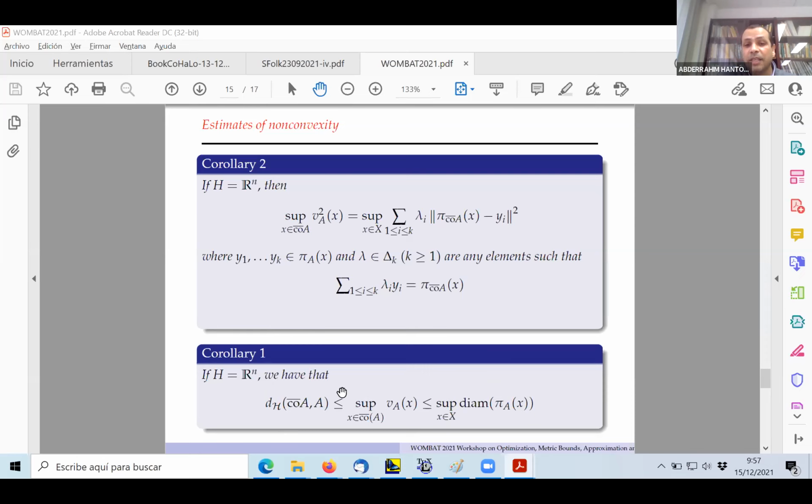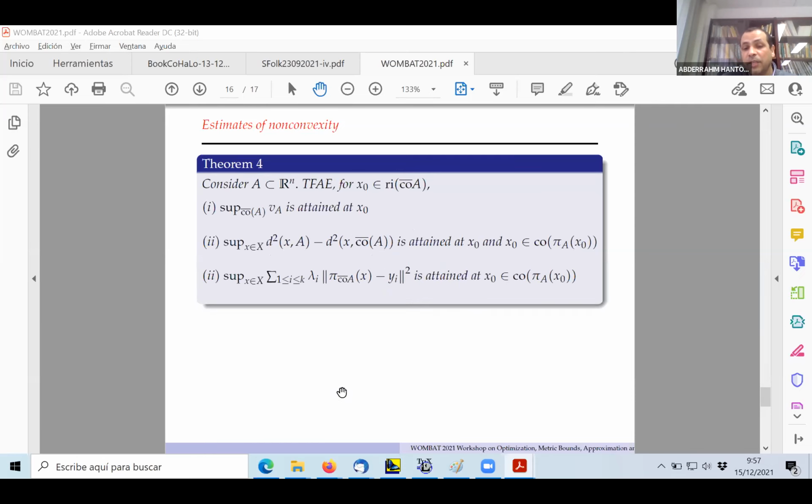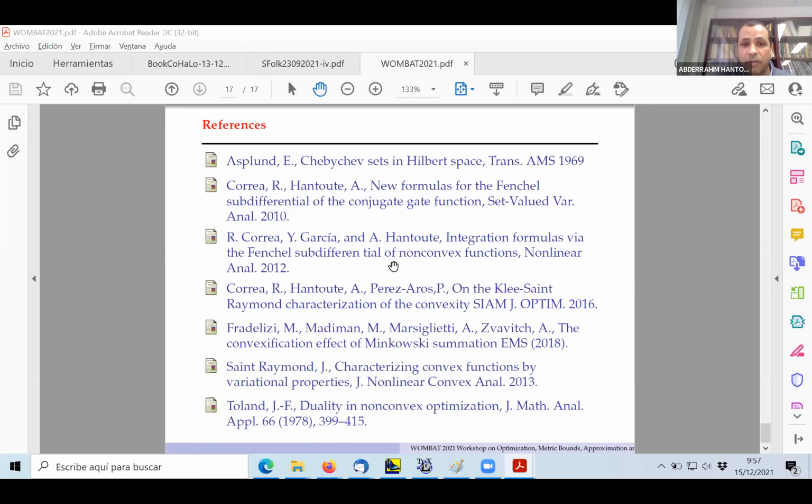In this last result, we compare where the supremum is attained. Actually, we have a relation: the supremum of this deviation function is attained at the point x0 if and only if x0 itself is a convex combination of its convexified points. And I finish with just the list of references.